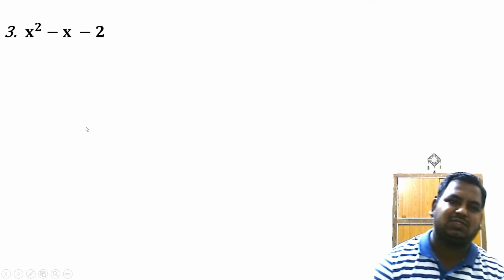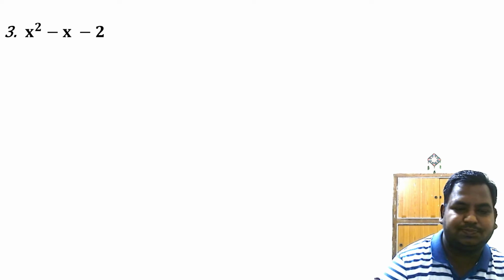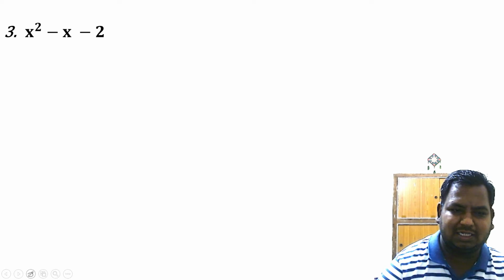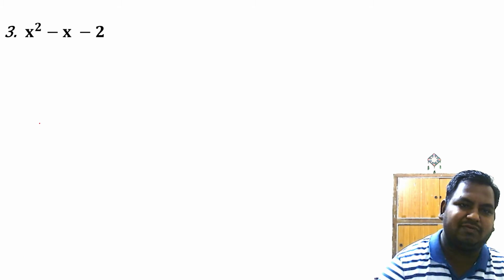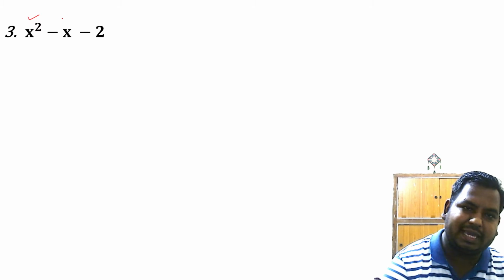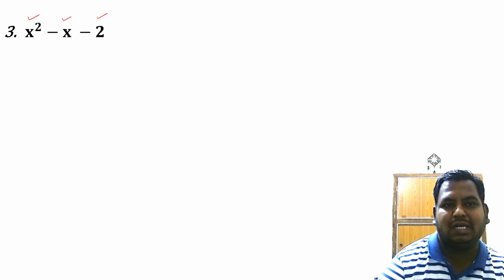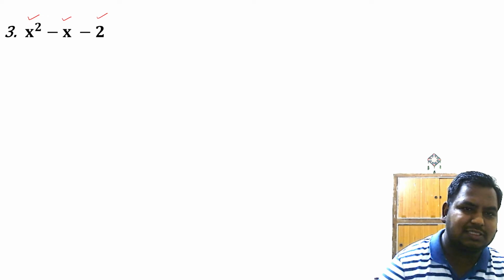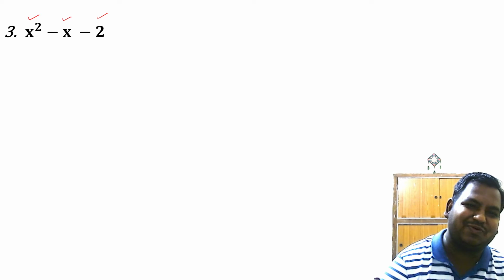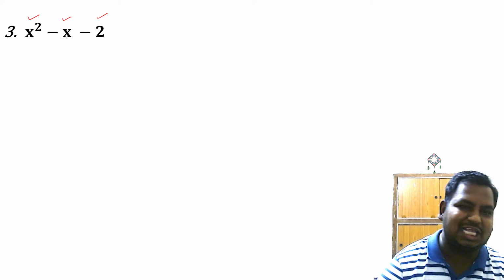Third question is x square minus x minus 2. First step is arrangement. Terms are arranged properly because we have x square term, we have x, we have minus 2. Terms are arranged in the decreasing order of the powers of variables. So no problem with the arrangement.